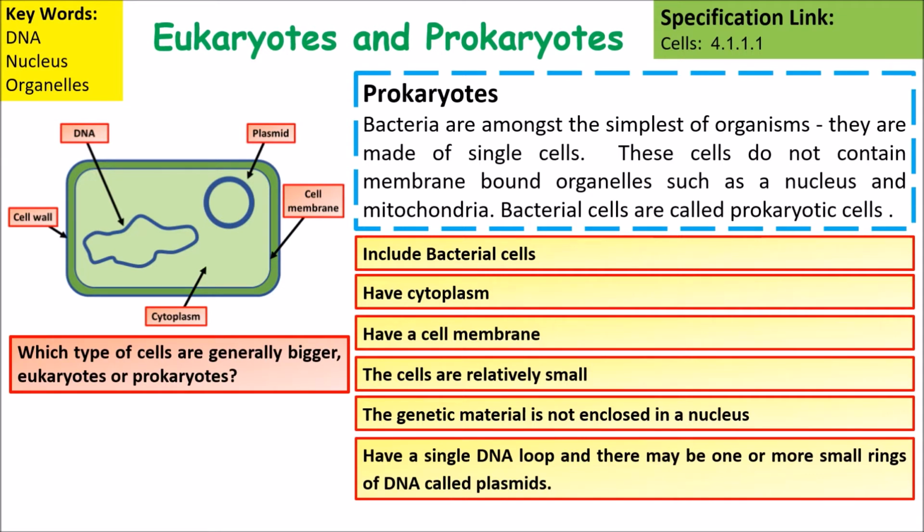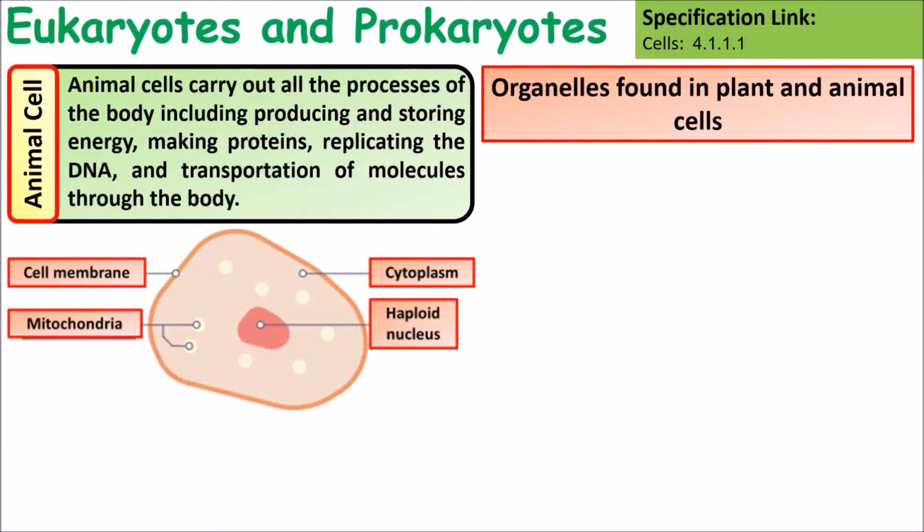So if we think about which types of cells are generally bigger, the answer to that would be eukaryotes. Animal cells carry out processes in the body, including producing proteins, storing energy, things like that.